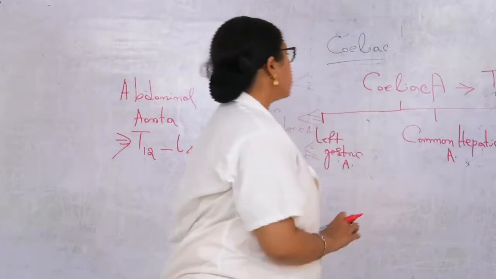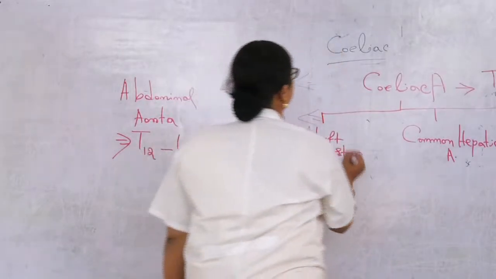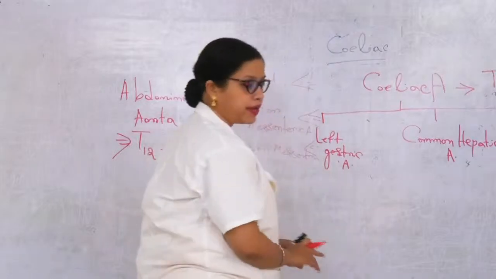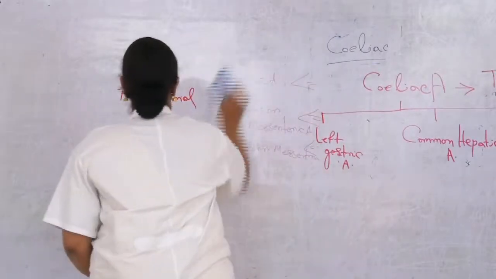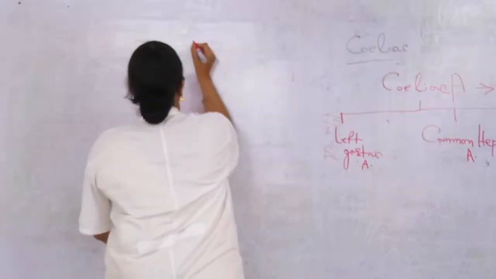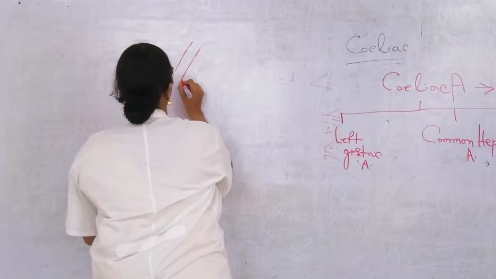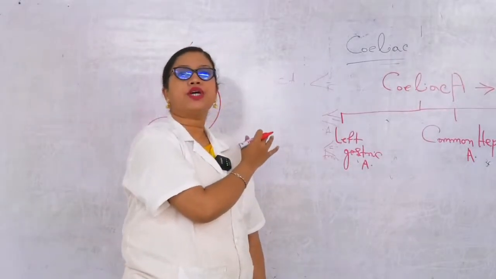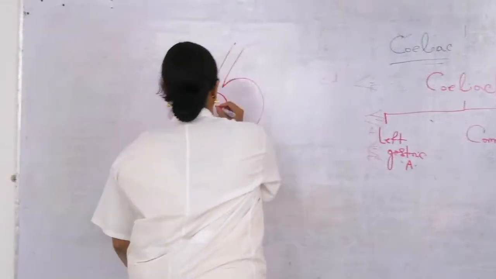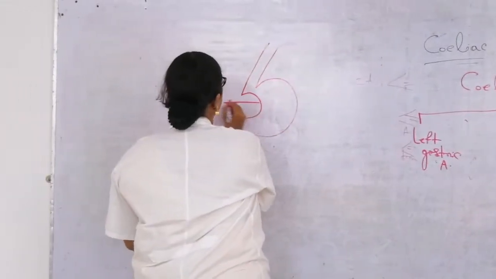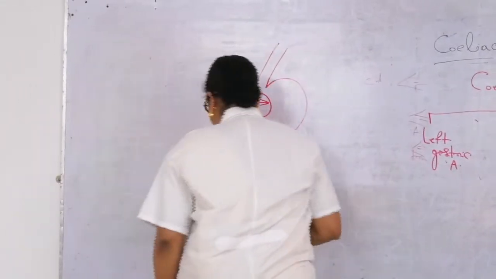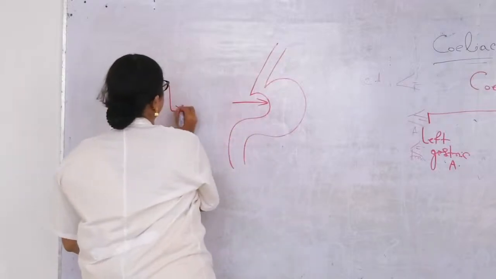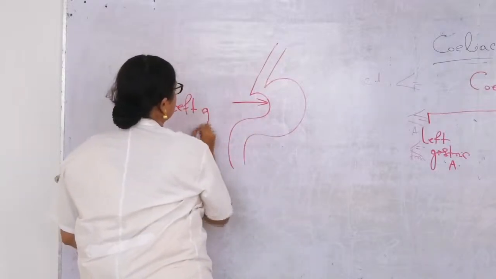Okay, so now tell me, the left gastric artery, where will it supply? So you have to say which side. The lesser curvature of the stomach, this part, right? So it will supply over here. So that is nothing but the left gastric artery.